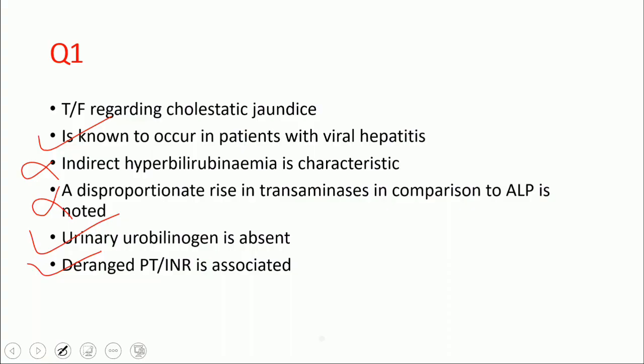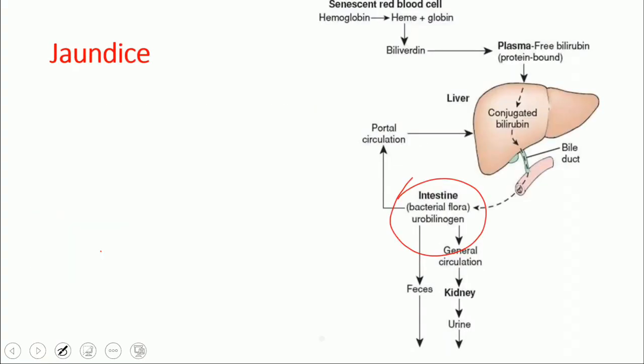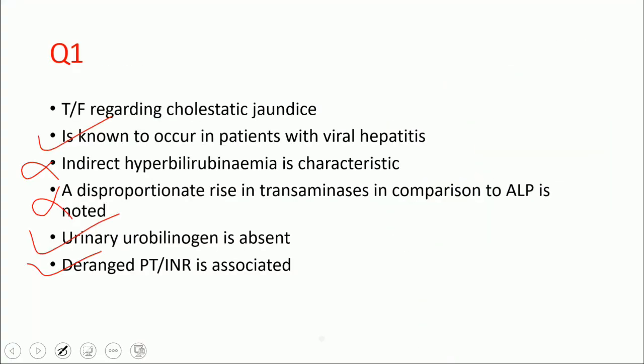Sir, what are these urinary bile salts? Oh, a urinary bile salt, or a urine bile salt, all of these are conjugated bilirubin. Okay, thank you, sir.